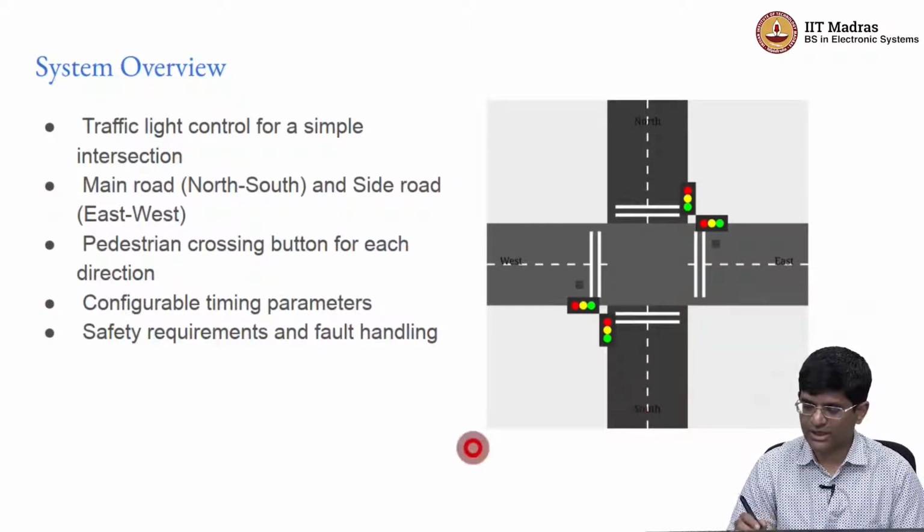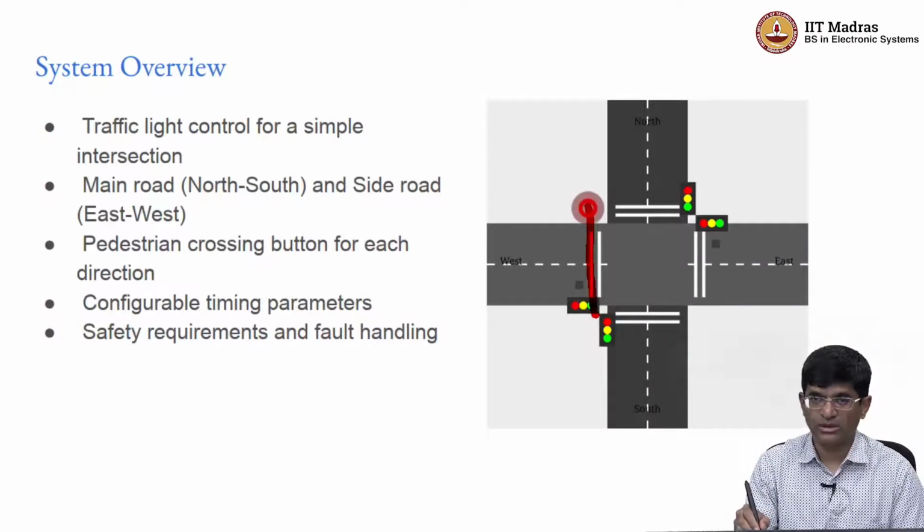What happens over there is we have some kind of a button that can be pressed at each of these intersections. So, for example, at this point over here I have a button. Let us say that I want to cross the road from south to north or north to south. I have this button that I can press that basically asks for this walk sign to be activated.